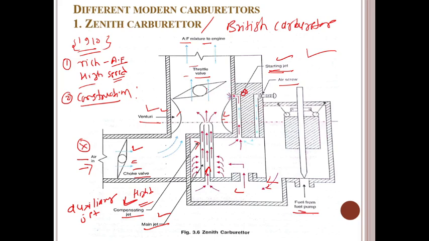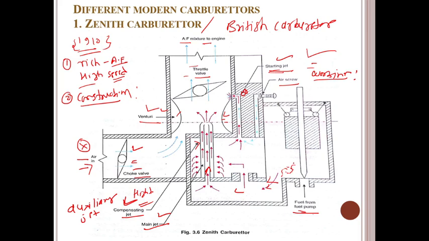So how does it work? You see here, what is the working of this Zenith carburetor? How does it work? At first the fuel from the fuel tank enters into the fuel chamber. The fuel enters inside this complete fuel chamber.